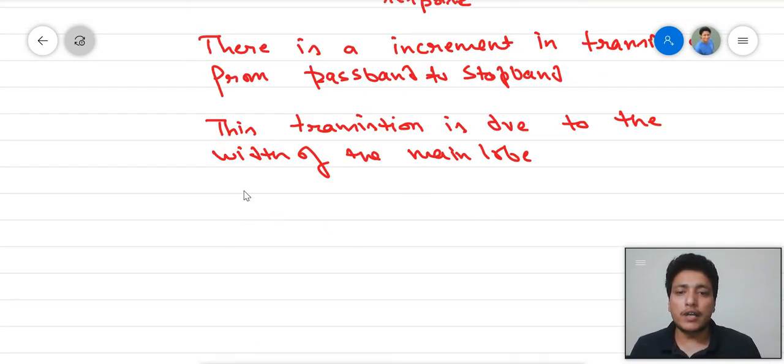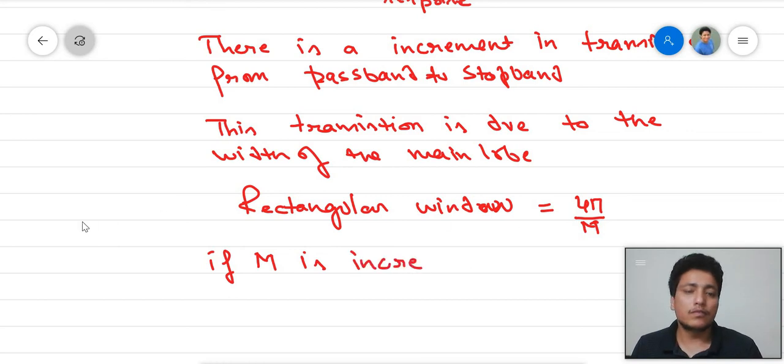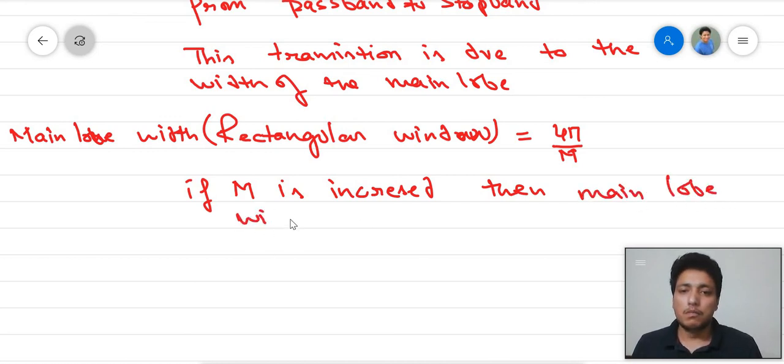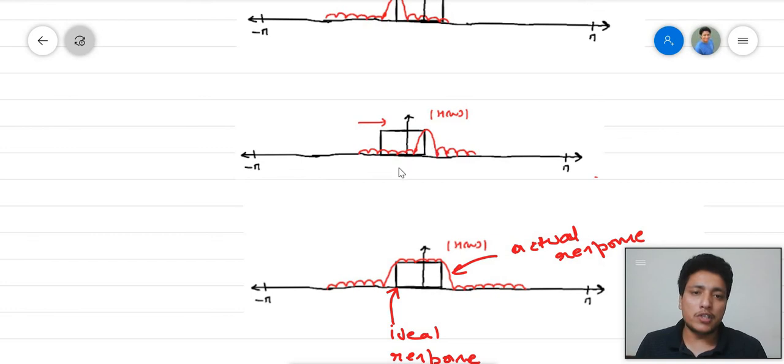This main lobe width for rectangular window is equal to 4 pi by M. It can be seen if M is increased, main lobe width decreases. So this is what we want. We want this transition to be as sharp as possible.